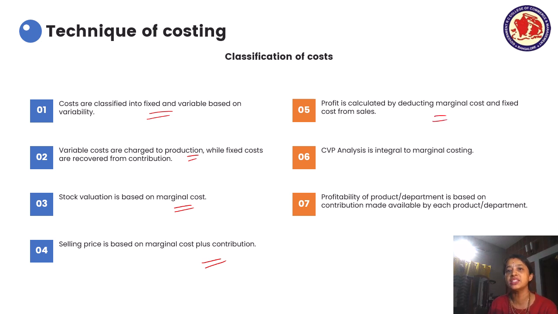CVP analysis is integral to marginal costing. We have to do a proper cost volume profit analysis. Profitability of a product is based on the contribution made by each product or each department.